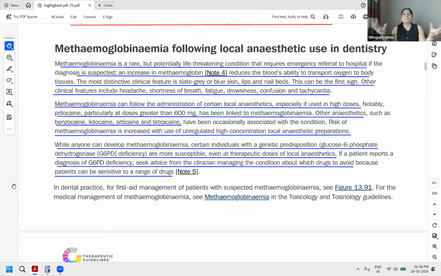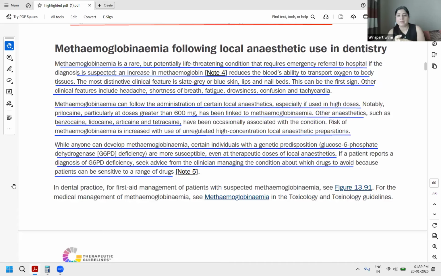So methemoglobin doesn't bind to oxygen, whereas your normal hemoglobin binds to oxygen and carries it to the tissues. Methemoglobin doesn't have the capacity to bind to oxygen, so it depletes the vital organs of oxygen. That is why you'll first see a gray-bluish skin, lips and nail beds all going without oxygen, turning blue. This can be your first sign. And then when your brain starts receiving less oxygen, you get headache, shortness of breath, fatigue, drowsiness, confusion, and tachycardia.